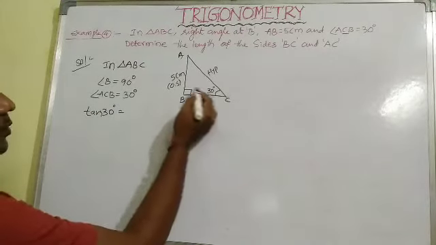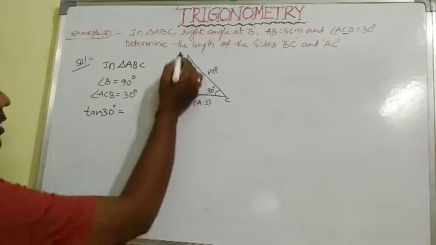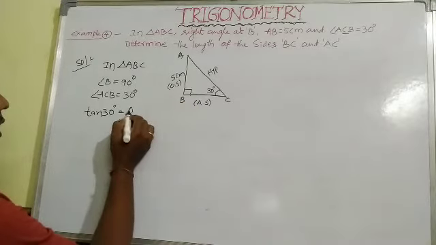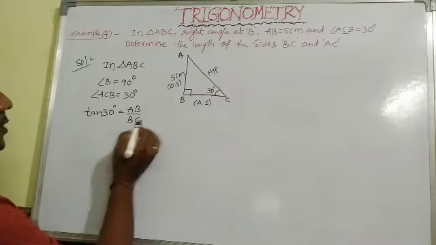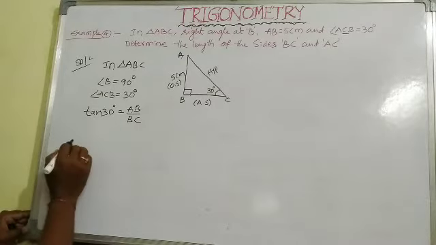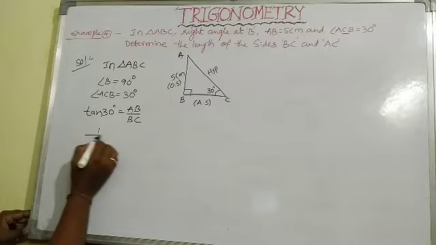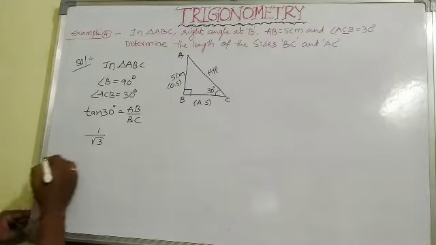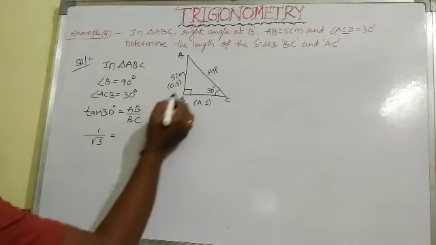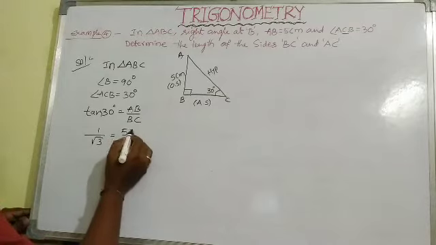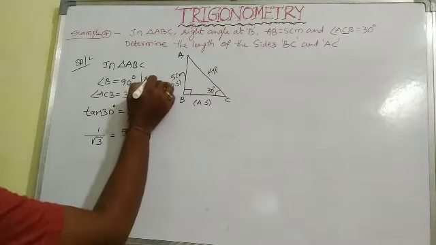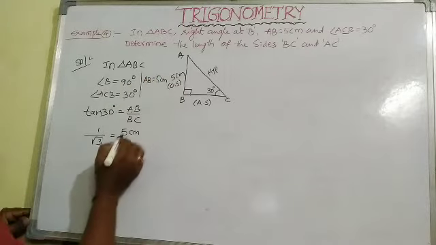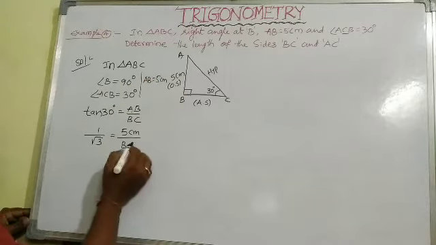So tan 30 means what? Opposite side, and your opposite side is AB, by adjacent side BC. But tan 30 value we already know is 1 by root 3. Here AB length is given as 5 centimeters. Now we have to find BC length.